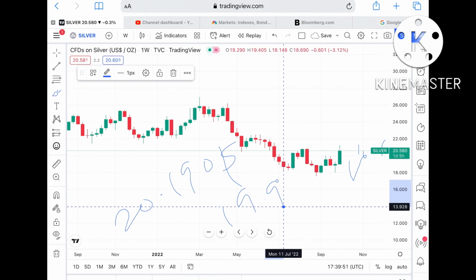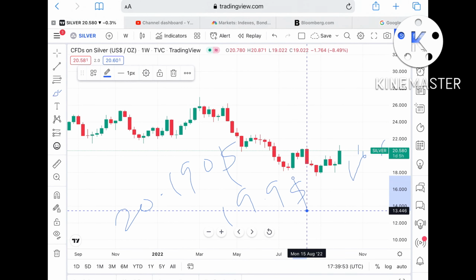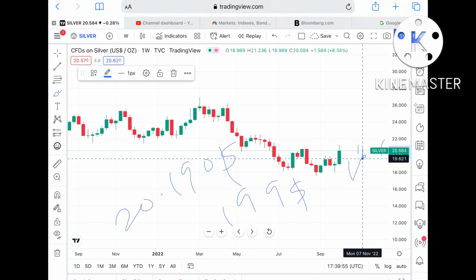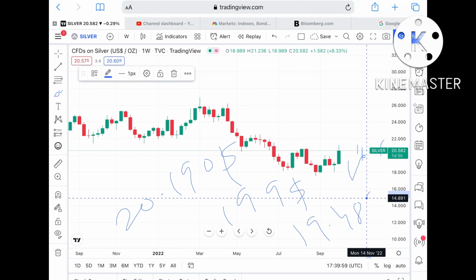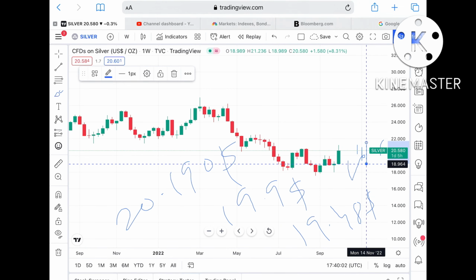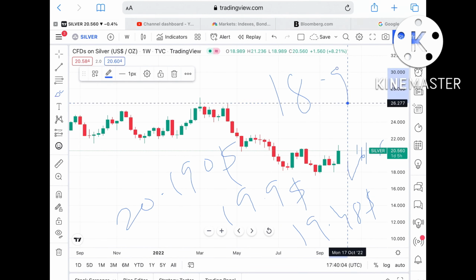And if the price falls below this particular level, then we can see it can touch a level of $19.9. And if the price didn't sustain this particular level also, then there is a higher probability that we can see it can touch a level of $19.48, and from there we can see it can go and touch a level of $18.9. Keep this in mind.